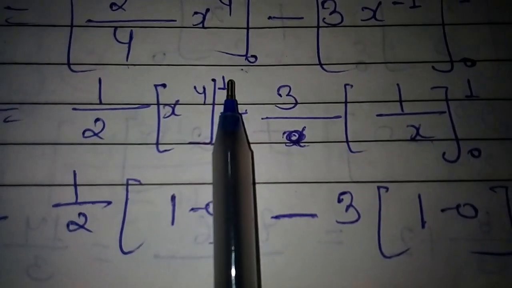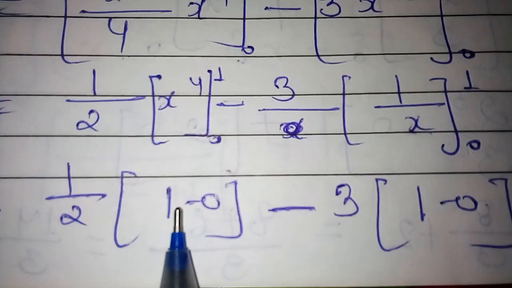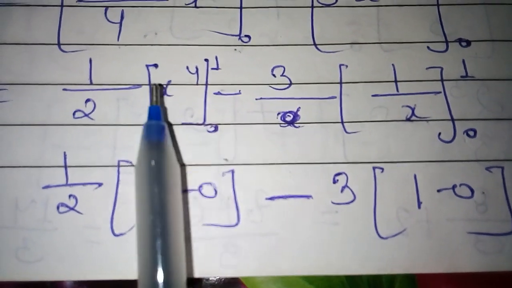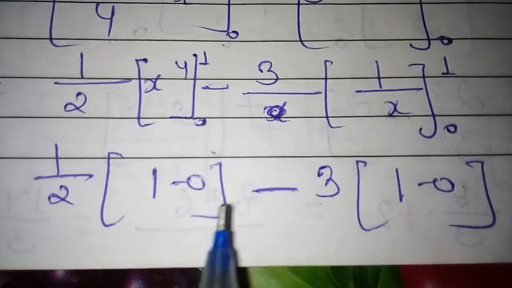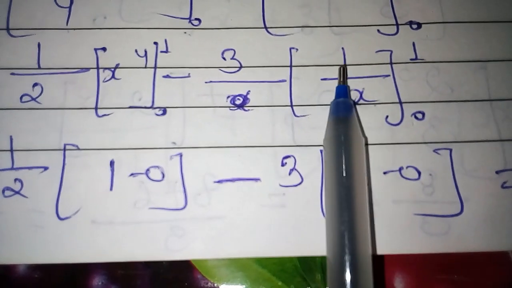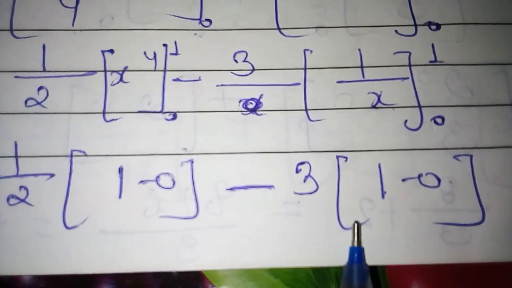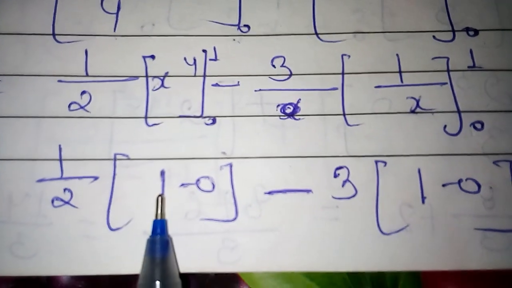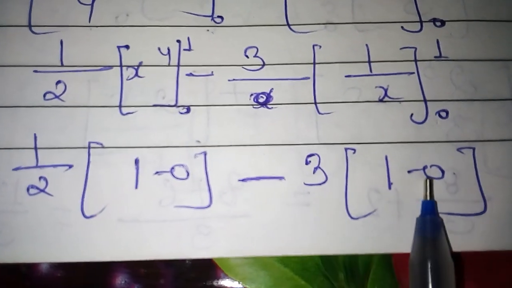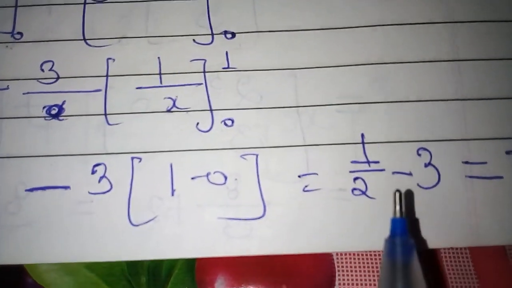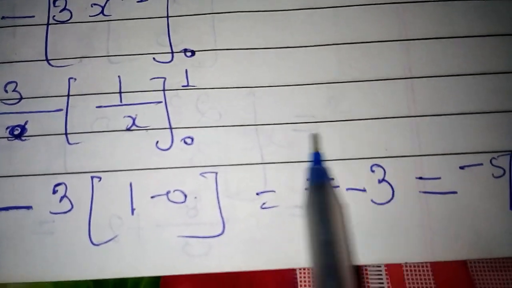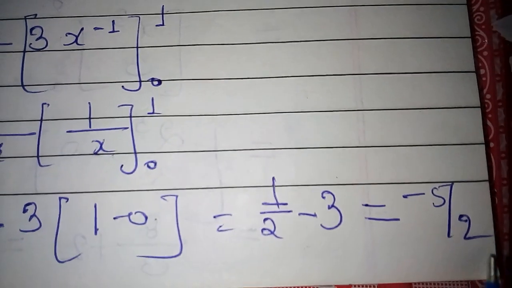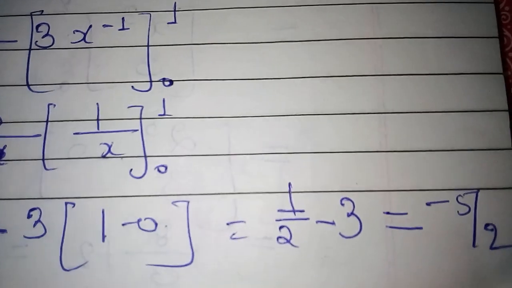If you put 1 in the place of x, you get 1 raised to power 4, which is 1 only, minus, if you put 0 in the place of x, you get 0. Minus 3 times 1 by 1, which is 1 only, minus 0. So 1 by 2 into 1 is 1 by 2, and minus 3 into 1 is 3. So your equation is 1 by 2 minus 3. And what is the solution of 1 by 2 minus 3? Minus 5 by 2. So this is the solution of your first question.